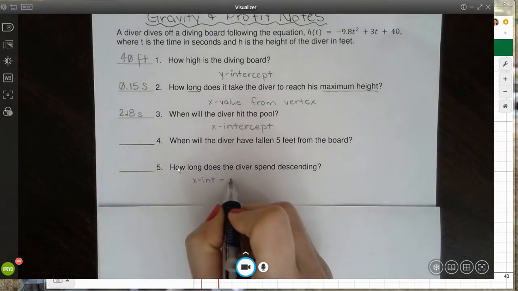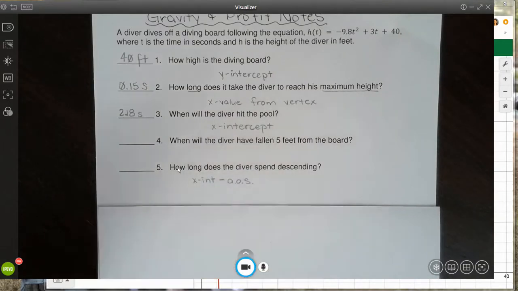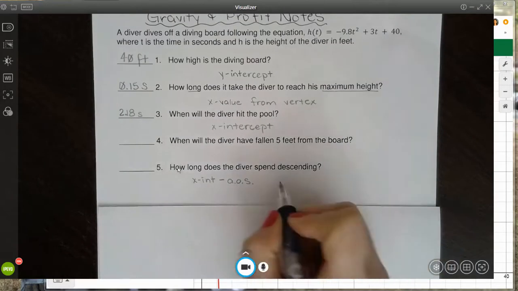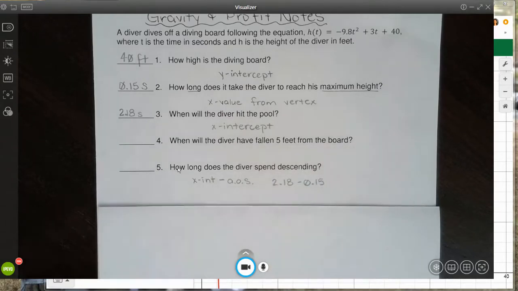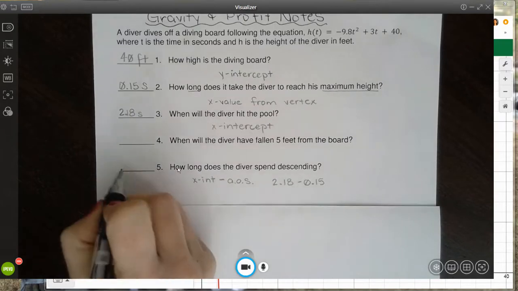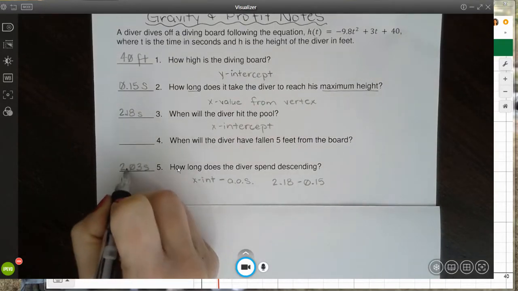So I'm going to put axis of symmetry because that's the x value. So I need to do 2.18 minus 0.15, and that will tell me how long he spends descending. So he fell for 2.03 seconds.